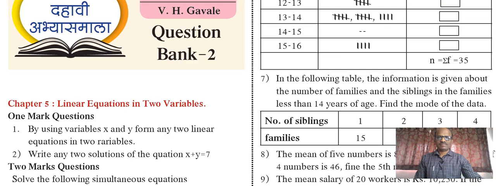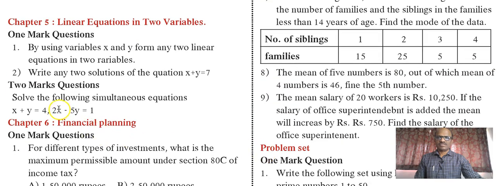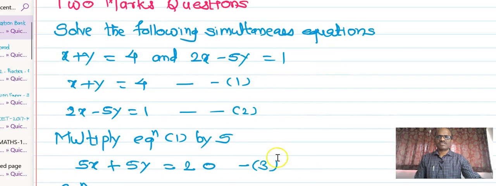Now next, 2 marks questions. Solve the following simultaneous equation. x plus y is equal to 4 and 2x minus 5y is equal to 1. Now again, this is a very simple question. That is, x plus y is equal to 4, this is equation number 1, and 2x minus 5y is equal to 1, this is equation number 2.